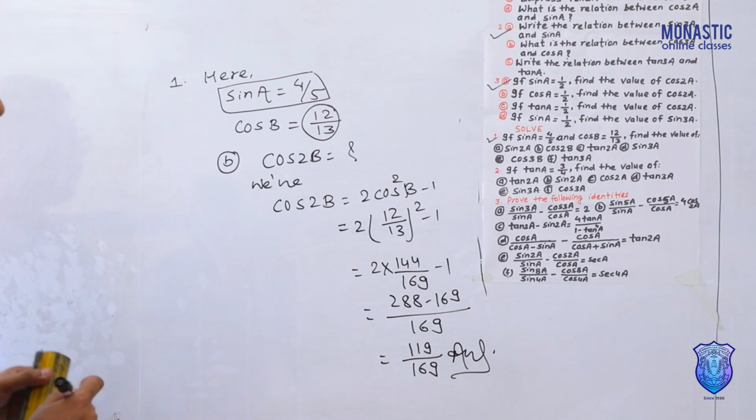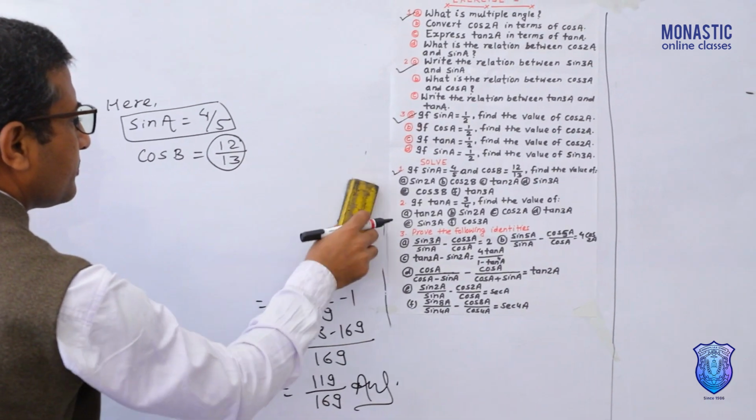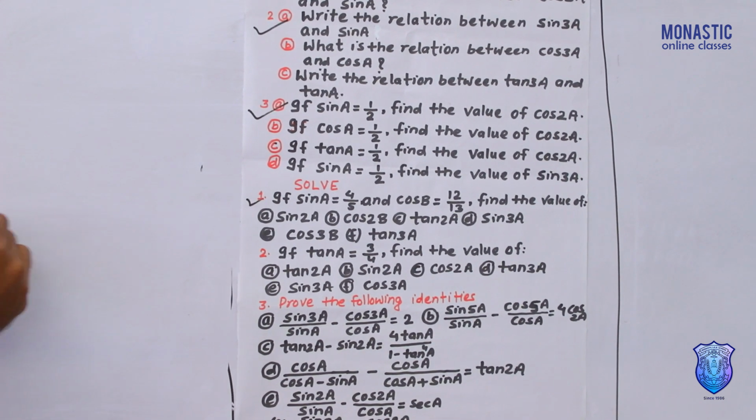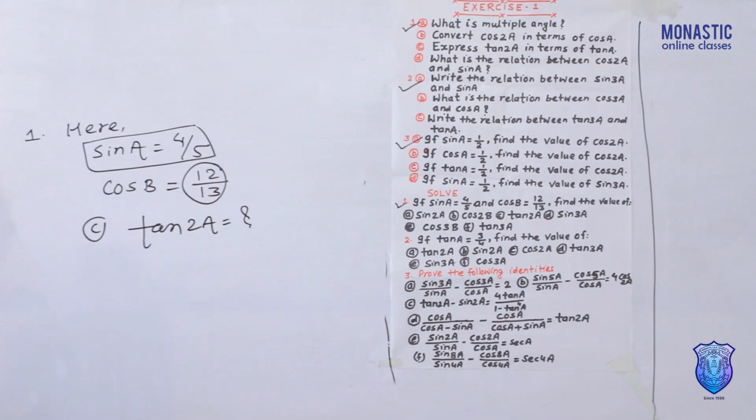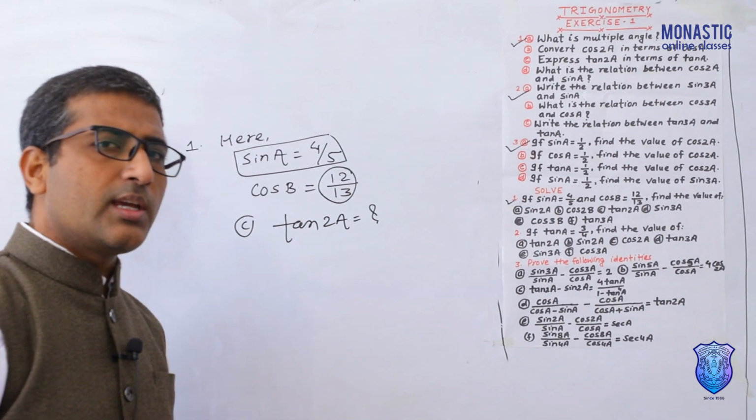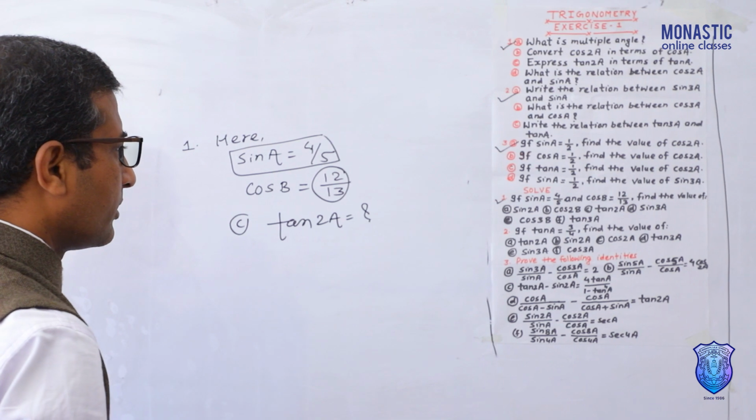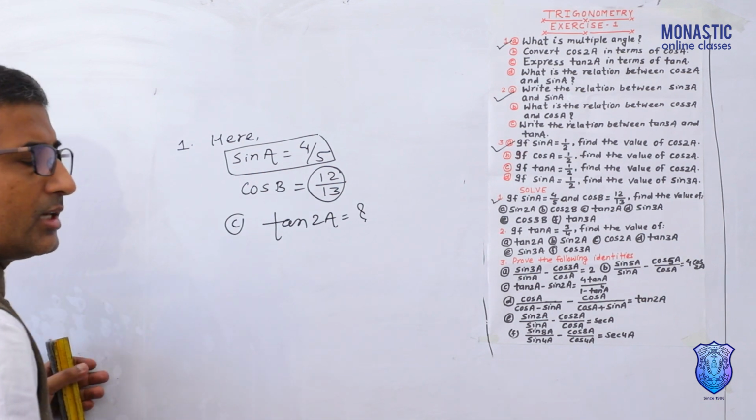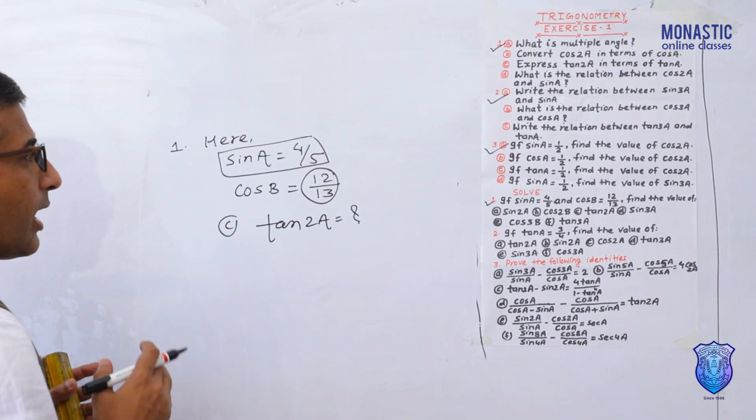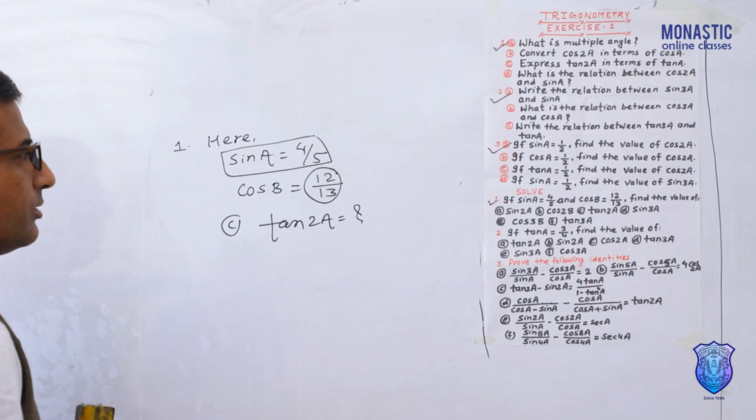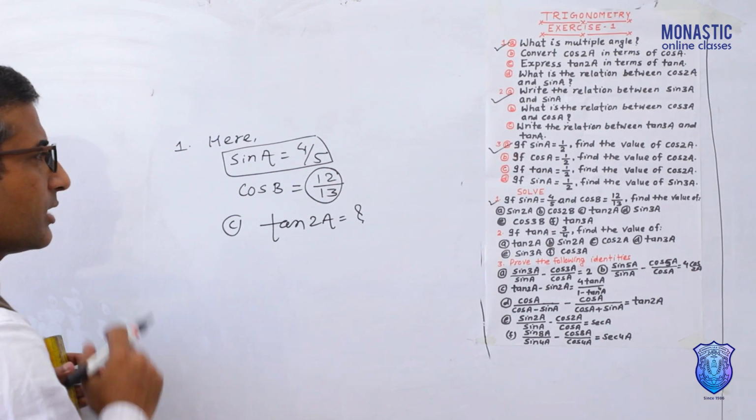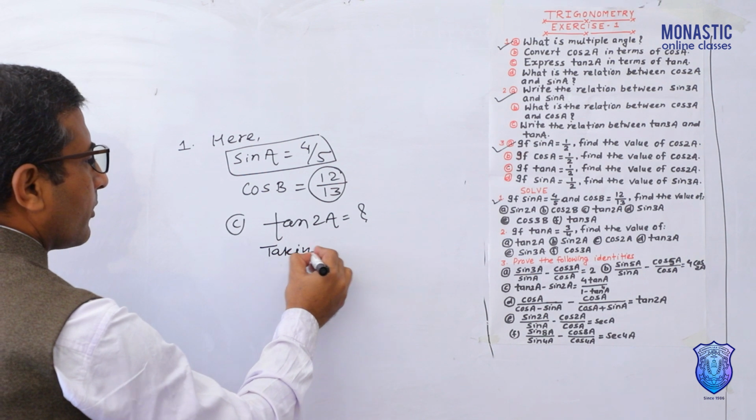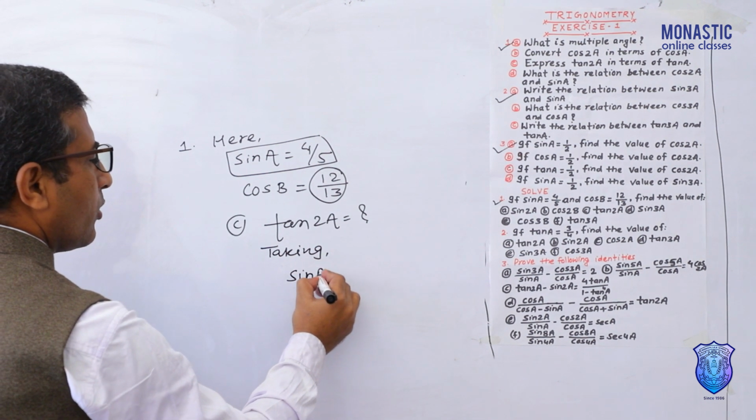In the third question, we have to find tan 2A. We have only one formula for tan 2A, that is 2 tan A by 1 minus tan square A. It means we need the value of tan A. Here we have sin A equal to 4 by 5. To find tan A, we have two options. First, find the value of cos A, then tan A. Or we can use sin A equal to 4 by 5.